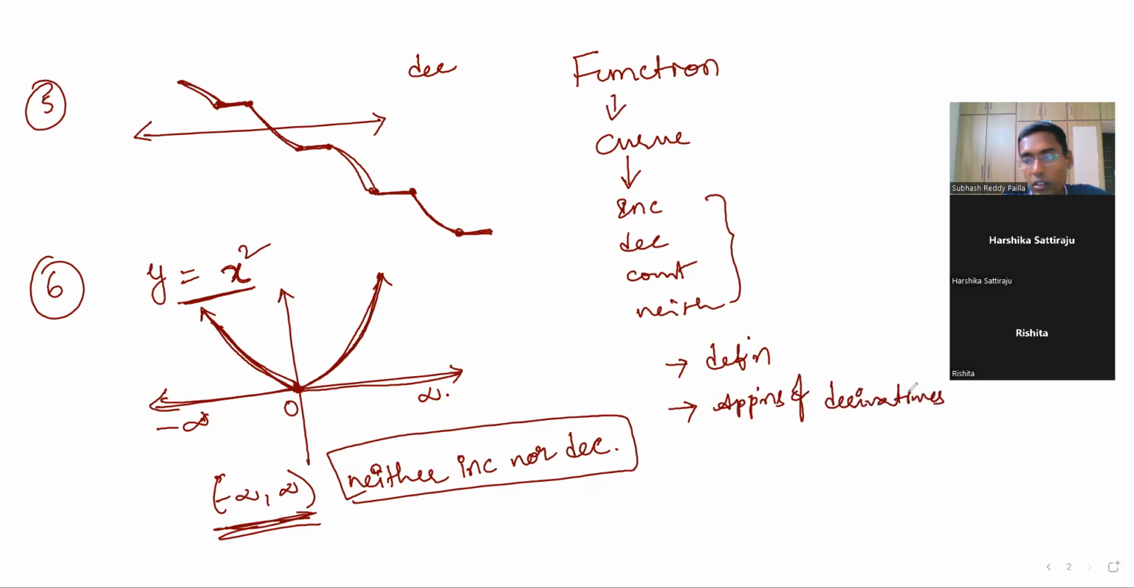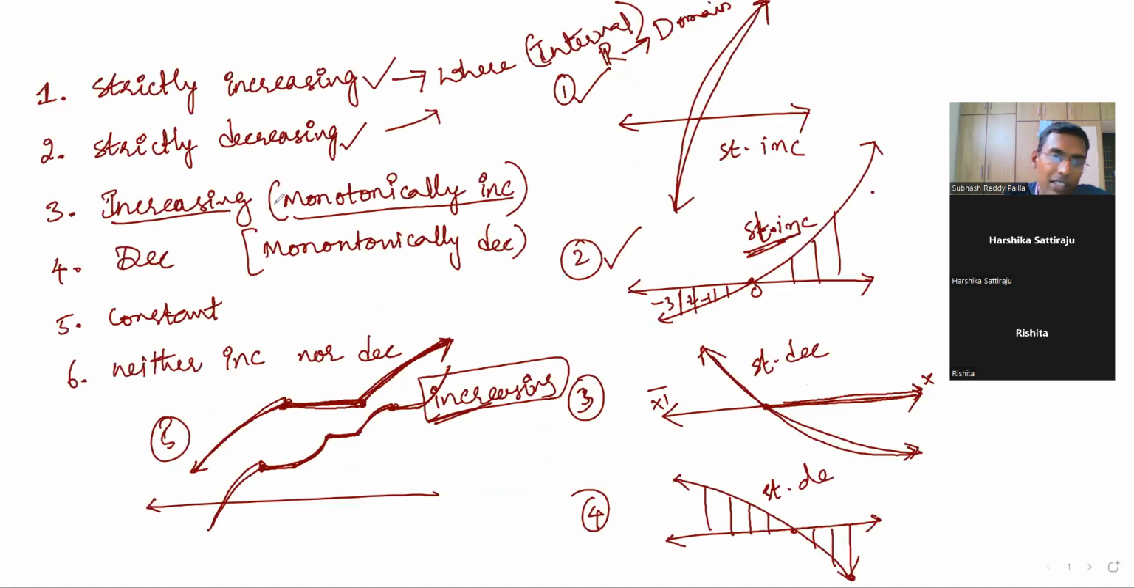One small doubt, sir. In the previous slide, you've written monotonically increasing. What does that mean? This is what we discussed: increasing, strictly increasing, and just increasing. This we call monotonically increasing. Monotonically increasing means it is not strictly increasing, but overall it is increasing. That's called monotonically increasing.